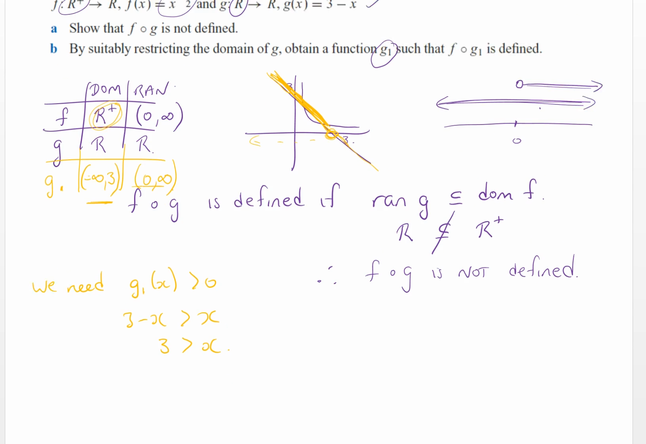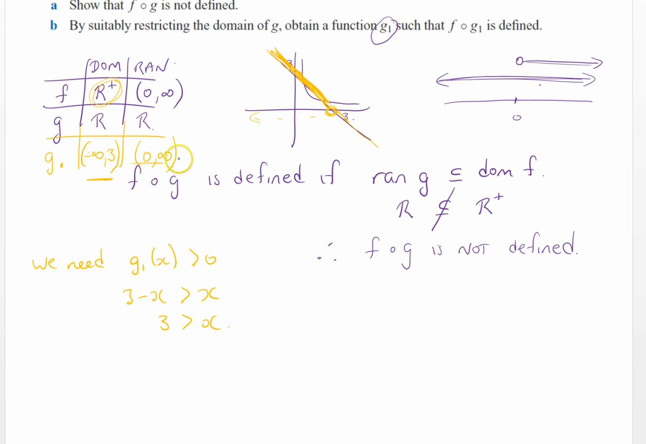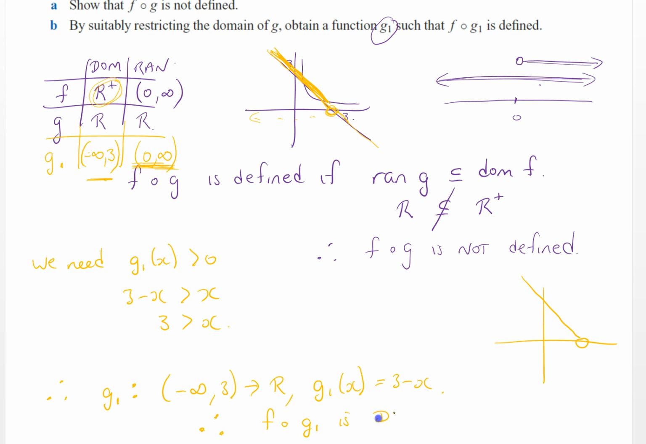So now that we've worked out what our domain has to be in order to produce this range, which is now going to be a subset of this domain, then we can say that this new function g1 is such that we have a domain of negative infinity to 3, which maps onto any real number, and g1 of x is the rule 3 minus x. And we know that if we were to sketch that, then we'd end up with that line there, and the range of that line is any positive real number. And that makes f of g1 defined.